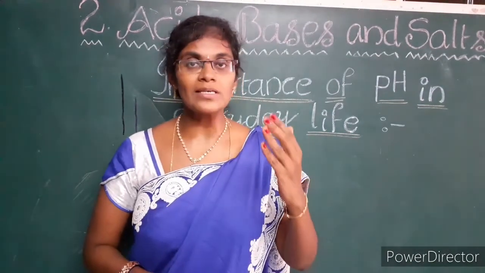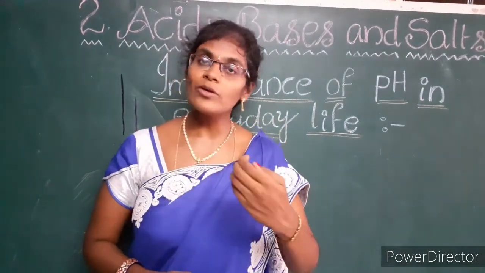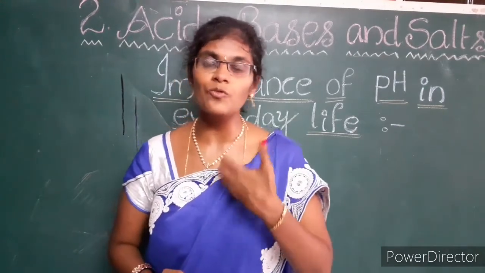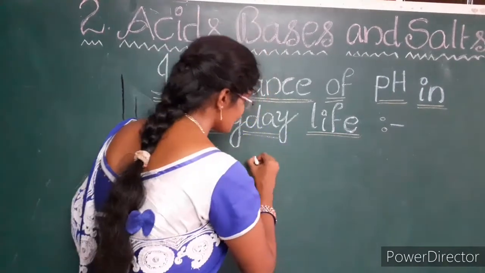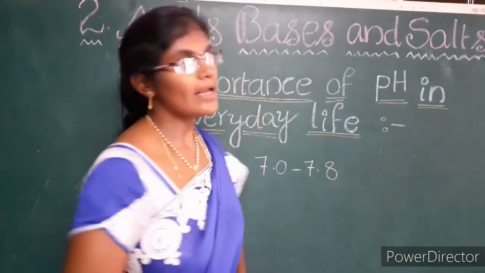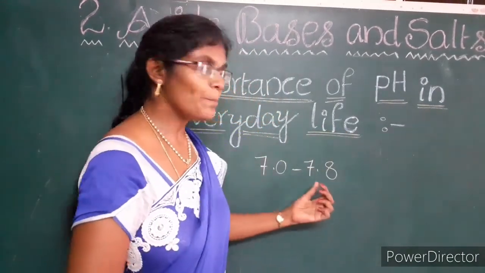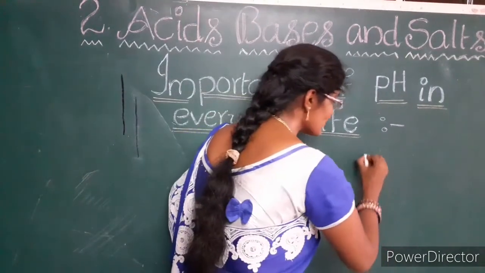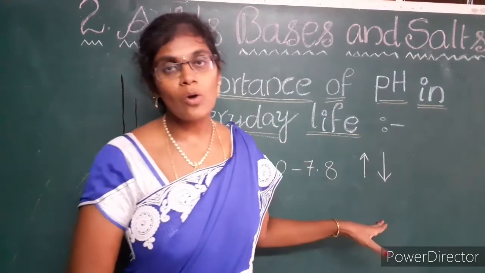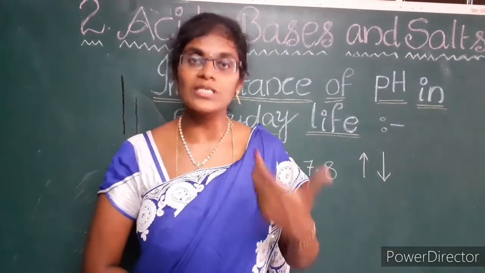Living organisms work within a narrow range of pH. Our body also works within a narrow pH range of 7.0 to 7.8. If the pH value either increases or decreases, living organisms find it difficult to survive.